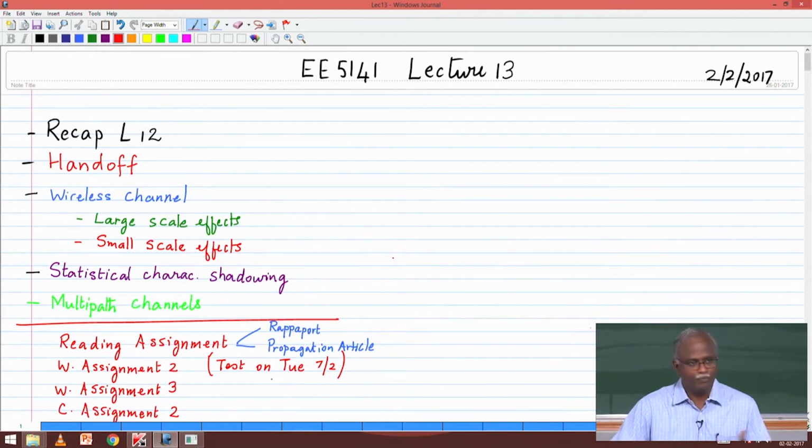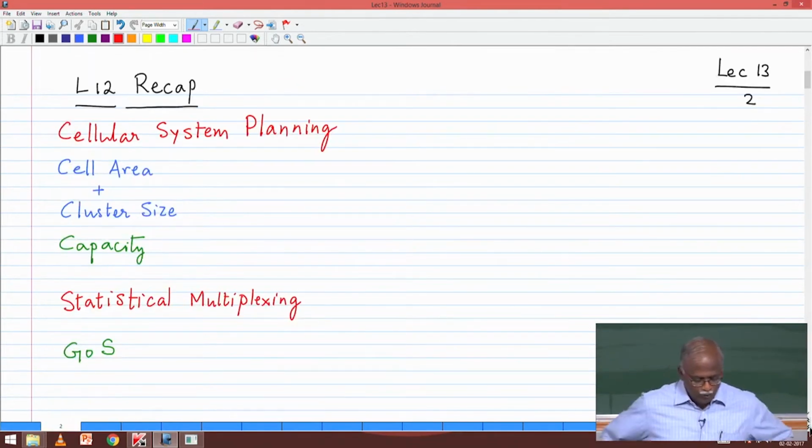Reading assignments are being posted on a regular basis to keep track with our course. It would be very helpful if you are keeping up with the reading assignments, because that enriches your understanding of the entire picture. Okay, we move with a quick summary of what we have spoken about the cellular system planning.